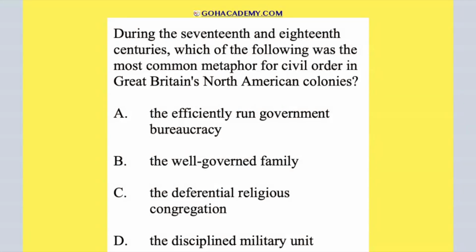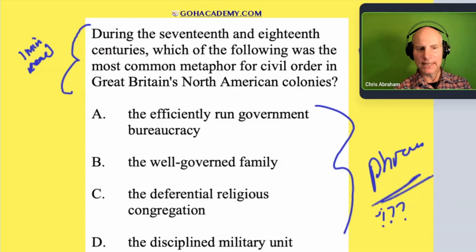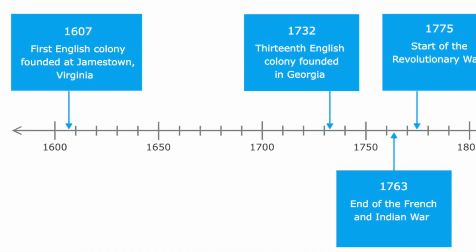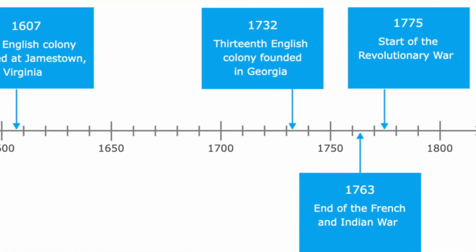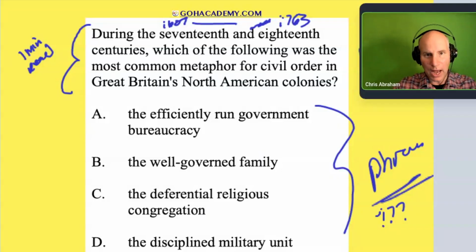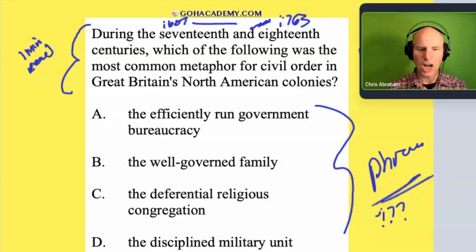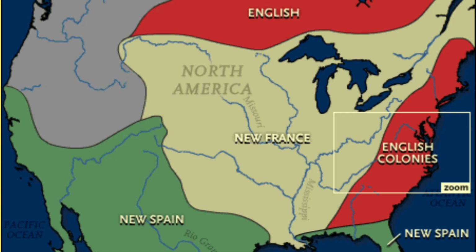Here's another problem involving the 13 colonies, and this one is involving the relationship the 13 colonies had with Great Britain. I'm going to start just by reading this one sentence since it's really short and just go through these options, okay? So here we go. During the 17th and 18th century, so that brings us to around, let's say, Jamestown, 1607 to the 18th century. Let's go all the way to the end of the French and Indian War, so that would be 1763. So around 150 years. During the 17th and 18th centuries, which of the following was the most common metaphor for civil order in Great Britain's North American colonies?